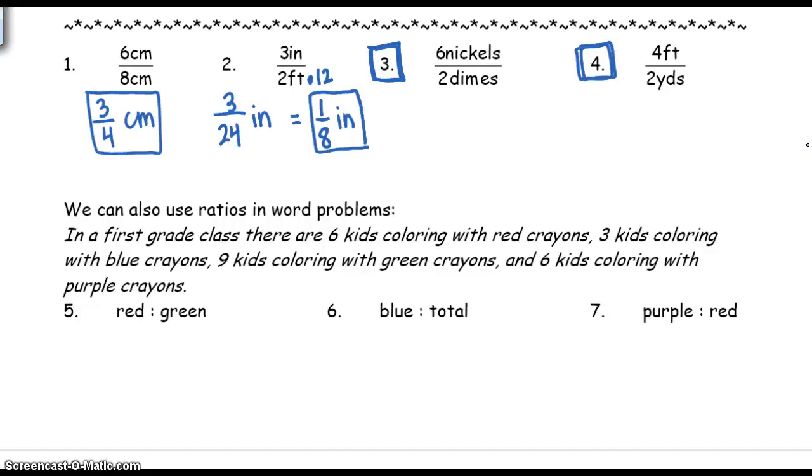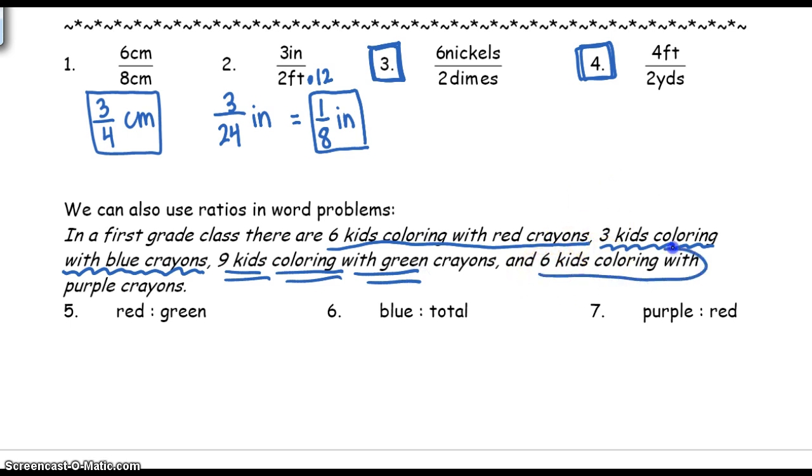We can also use ratios and word problems. Okay, in a first grade class, there are 6 kids coloring with red crayons, all right? There are 3 kids coloring with blue crayons, and there are 9 kids coloring with green crayons, and finally, oh my gosh, a lot of crayons, there are 6 kids coloring with purple crayons. Okay, I'm just kind of circling those and squiggling those just to make it easier on myself.